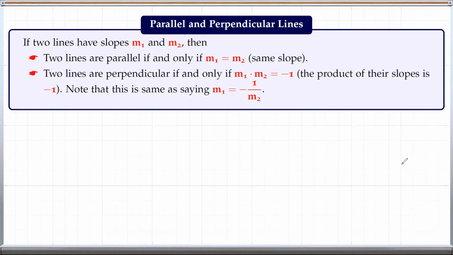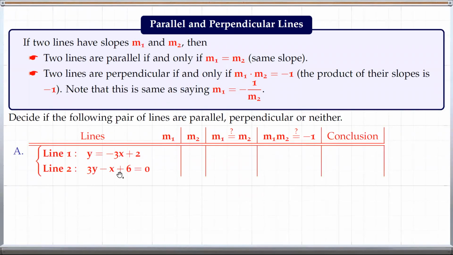So now let's look at some examples. So here is the first pair of lines. We want to decide if they are parallel, perpendicular, or neither. So for that, all we need to do is look at their slopes. So we'll call M1 the slope of the first line, line 1. Since it is already given in the form y equals mx plus b, we see that slope m is -3. So we have M1 to be -3. And we need to do some work to find M2. So we basically want to write the second equation in the form y equals mx plus b to find M2.